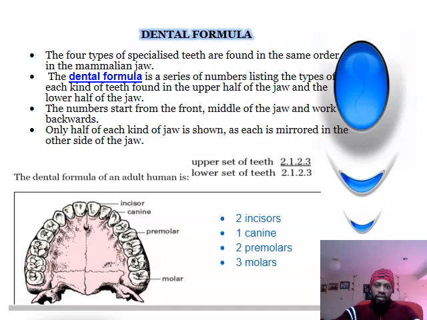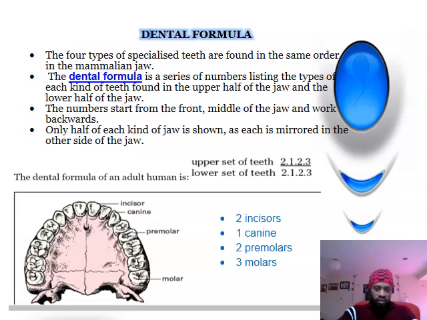When we look at the four types of teeth that we saw previously in a mammalian jaw, we'll notice that they keep a specific order or arrangement inside each jaw. That arrangement is what we refer to as the dental formula, which is a series of numbers listing the types of each kind of teeth found in the upper half of the jaw and the lower half of the jaw. It means when we establish a dental formula, we are looking at what's found in the upper half and in the lower half of the jaw.